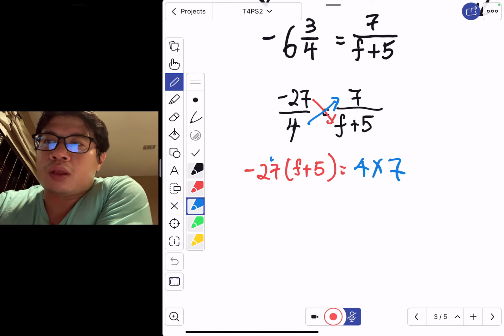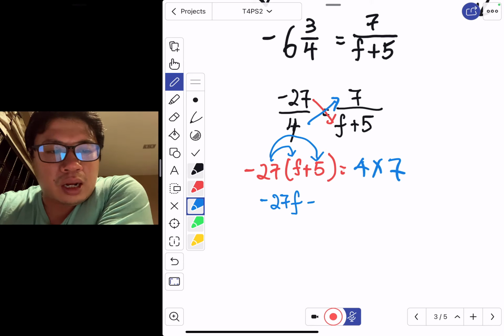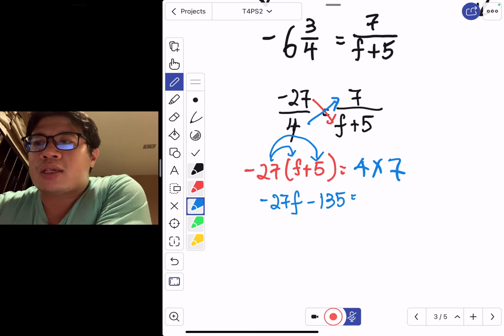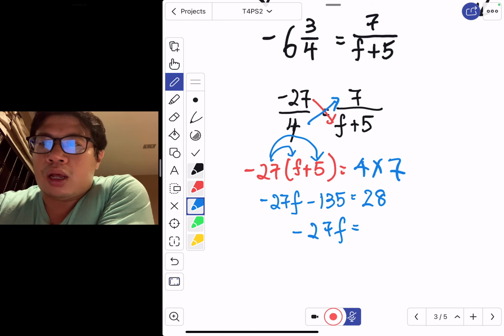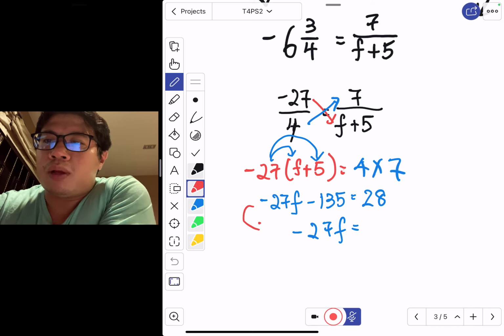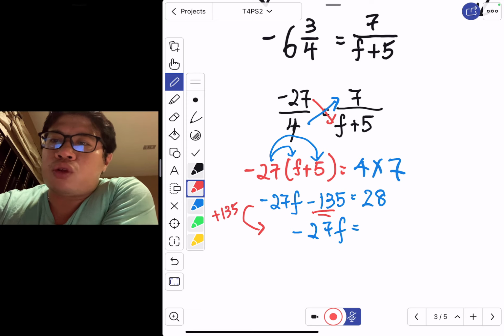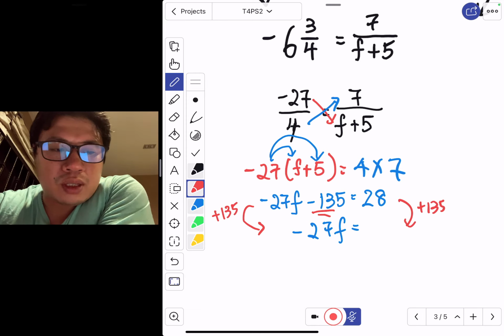After which, negative 27 times F, that's minus 27F. Negative 27 times 5 is negative 135. On the right hand side, 4 times 7 is 28. So this is negative 27F minus 135 equals 28. From here to here, I'll need to reverse this minus 135. So that will make me add 135 on both sides. That gives me the answer 163.